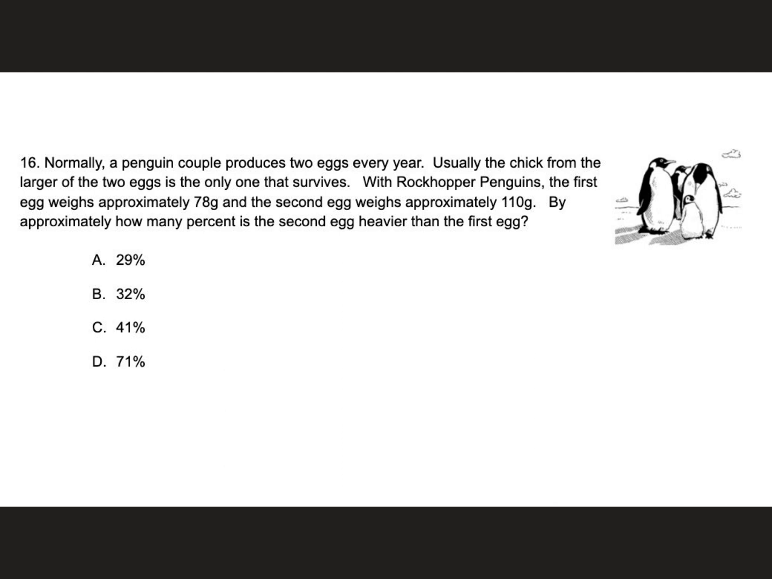Normally, a penguin couple produces 2 eggs every year. Usually the chick from the larger of the 2 eggs is the only one that survives. With rockhopper penguins, the first egg approximately weighs 78 grams, and the second one weighs 110 grams. Approximately how many percent is the second egg heavier than the first?